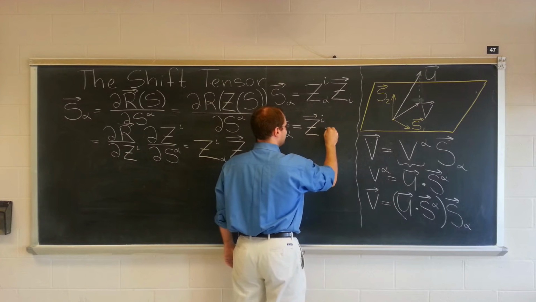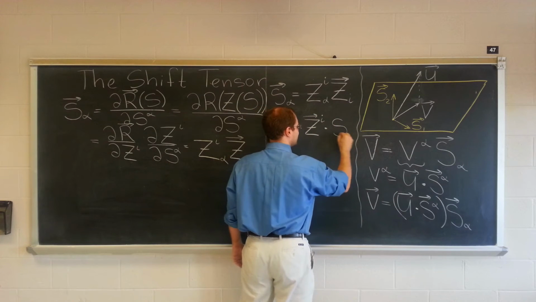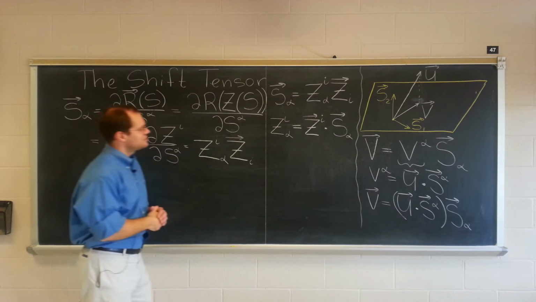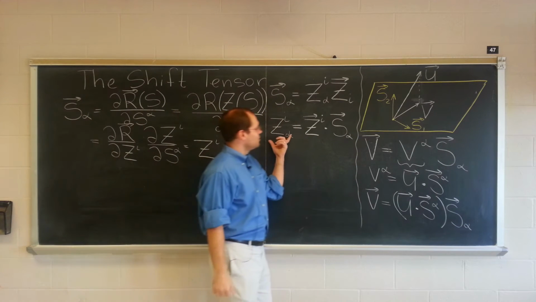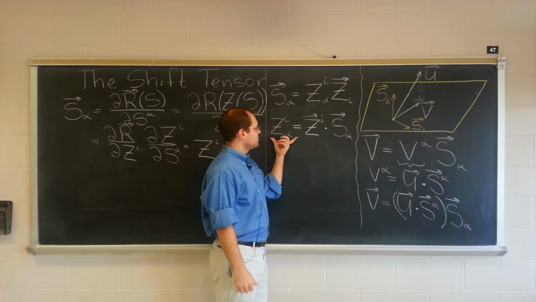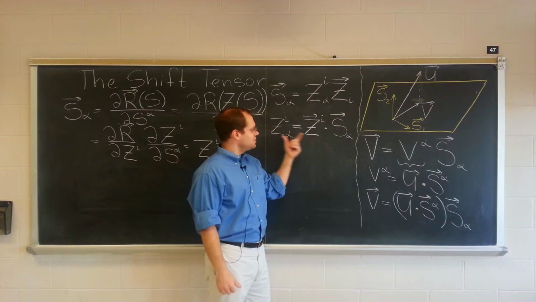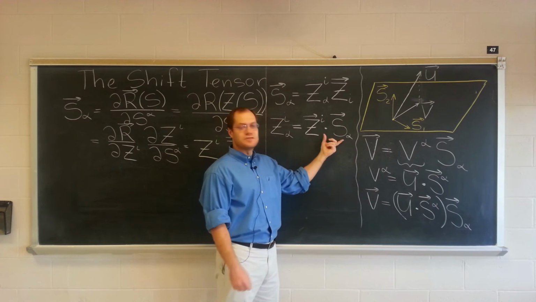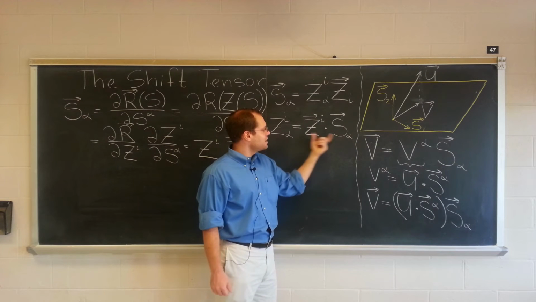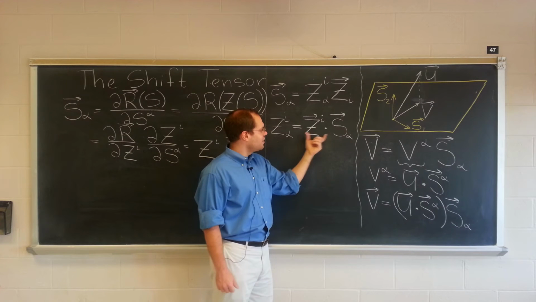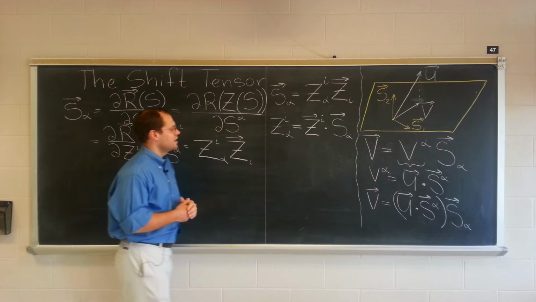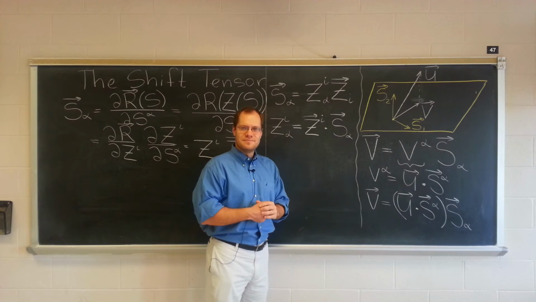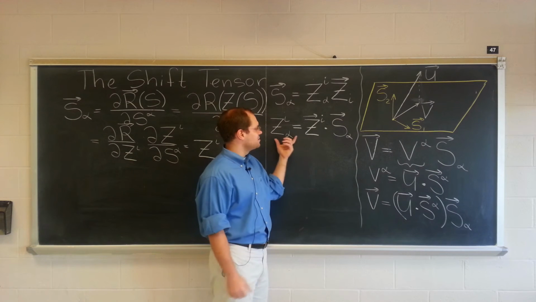Zi dotted with S alpha, which is an explicit expression for how to obtain the entries of the shift tensor, but when the derivatives have already been taken, so you don't have to do any more differentiation. So just pairwise products of these two bases. It's almost like a cross-spatial metric tensor. That's what this really is.